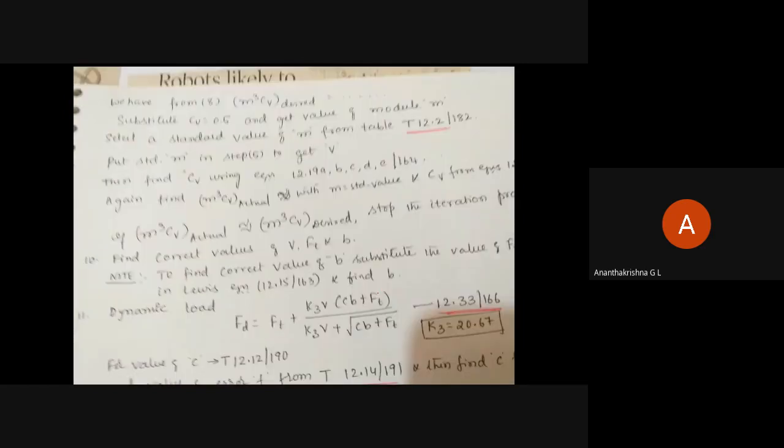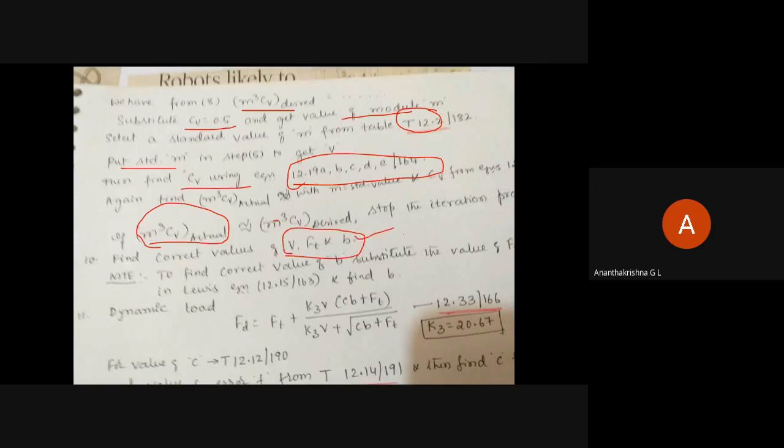So the next step is to find the module. Initially assume Cv to be equal to 0.5 and substitute in the m cube Cv desired equation. Then get the value of module, then go to table 12.2, take the standard value of m, and then calculate the Cv from equations 12.19 A, B, C, D, E, depending upon the velocity. And then find out m cube Cv actual, which should be slightly greater than m cube Cv desired. So we arrived at the module, then Ft, then velocity, and find out the face width b using the Lewis equation.